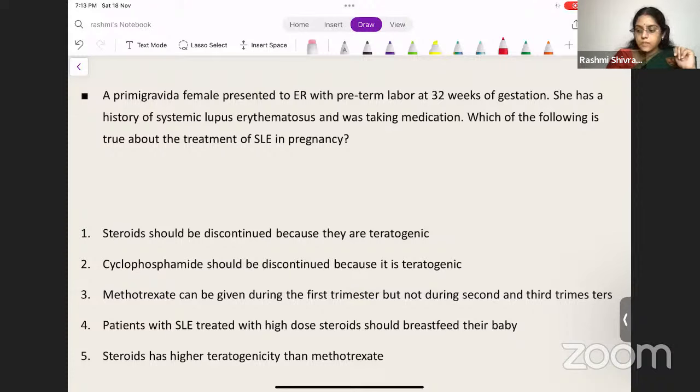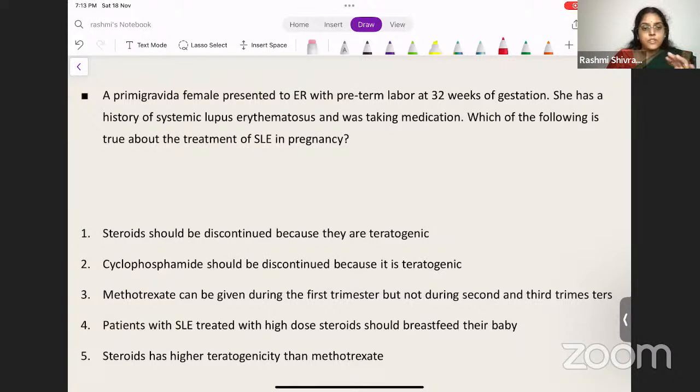Can you tell me what the answer is among the five options, which is true about the treatment of SLE in pregnancy?